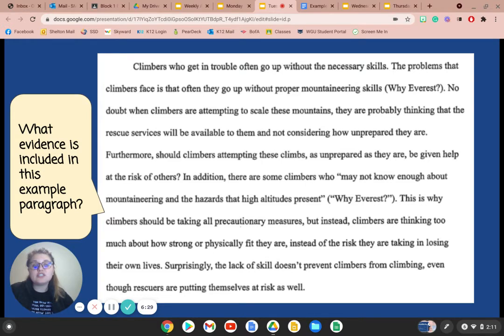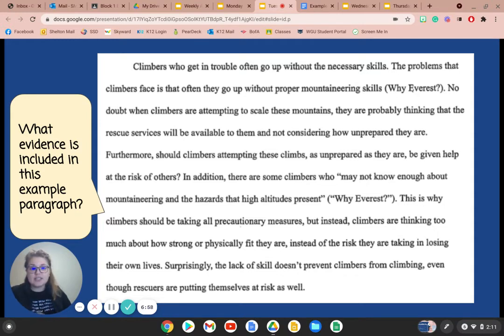Notice how she has two pieces of evidence in her paragraph following CERER. Her first piece of evidence is where she paraphrases from the source Why Everest. She says the problems that climbers face is that often they go up without proper mountaineering skills. She got this fact from the article Why Everest, but she says it in her own words. And remember, that is perfectly fine with evidence. You just need to say what source you got it from.